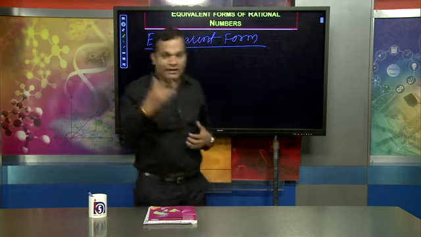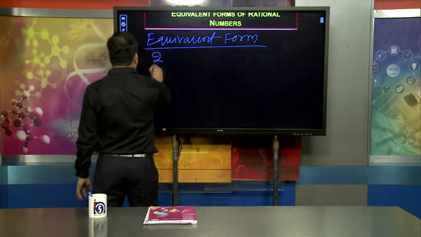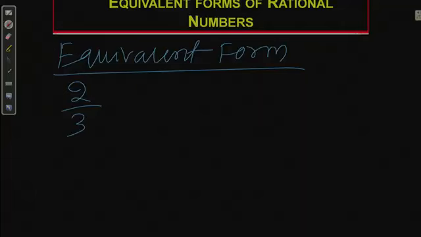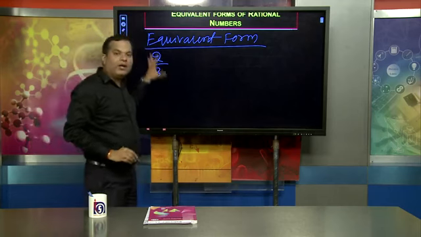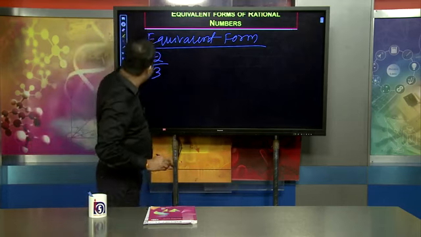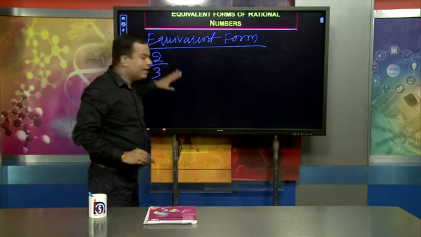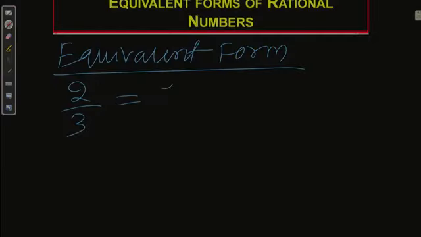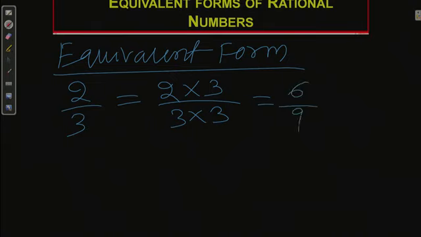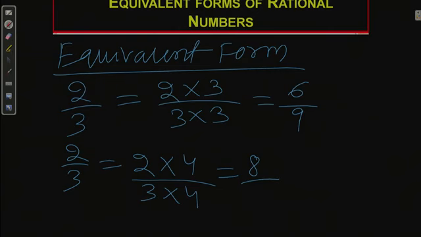For example, suppose I take 2 by 3. 2 by 3 is a rational number. Yes, it is of the form P by Q where Q is not equal to 0. Here the numerator is 2 and the denominator is 3. So I can write 2 into 3 divided by 3 into 3, and its value is 6 by 9. Dear learners, what do you observe? I can also write 2 into 4 divided by 3 into 4, so you will get 8 by 12.